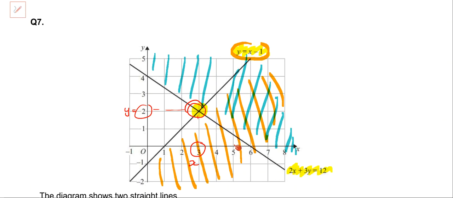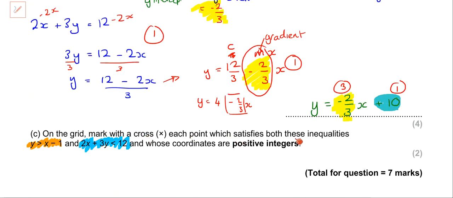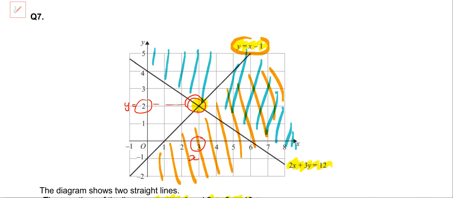Therefore, I can take any point in that region. So I'm just going to check any other information, and it says each point which satisfies both these inequalities and whose coordinates are positive integers. So 1, 1. So therefore, that also means that I can't go this side. So the only ones that I can have are there, there, there, or there. Oh boy. You have all of them? No. Either one of them.